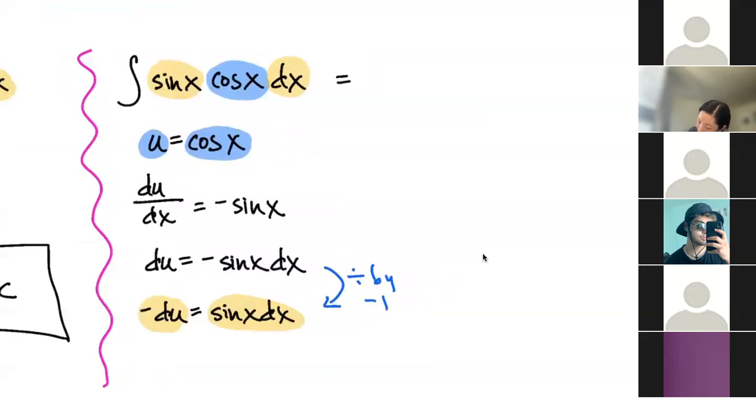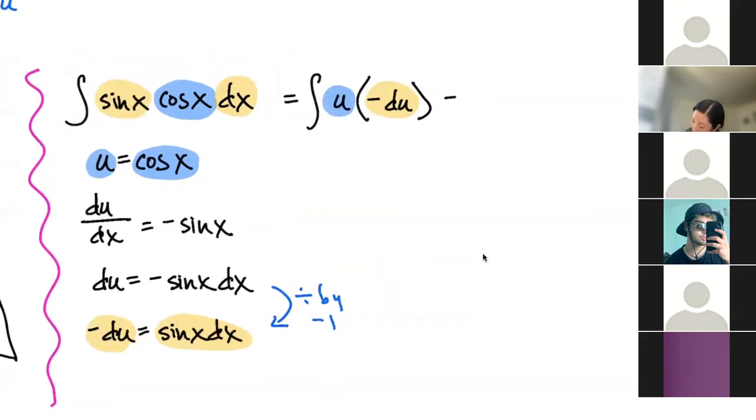And so let's see what happens. I get the integral, and the cosine x becomes u, and then the yellow parts become negative du. So I've got the yellow part that matches with the other yellow parts on the left-hand side, and this blue u is my blue cosine x. Well, this really says u times -1 times du. And so I'm going to pull that negative sign all the way out to the front. So I have negative integral of u du.